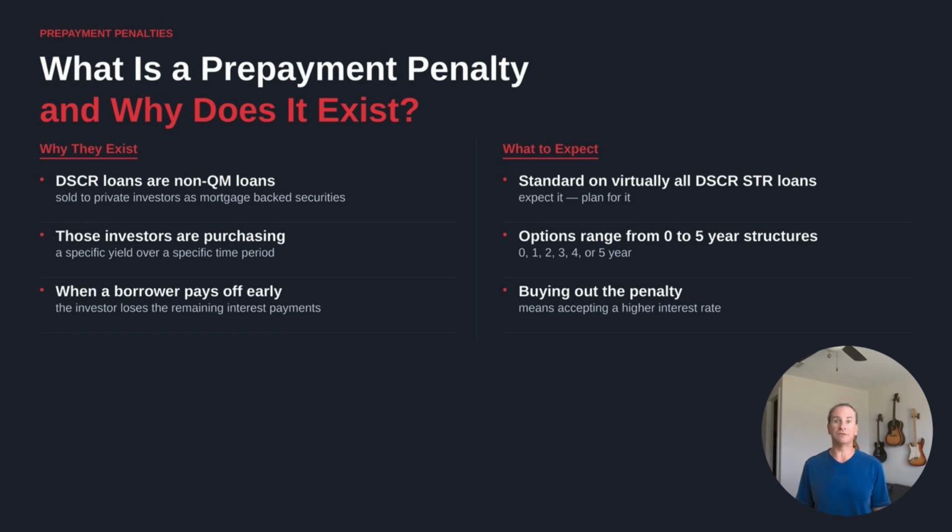So these are all options, especially if you don't think you're going to keep the property for any length of time, meaning within that prepayment penalty period, whether that's 2, 3, 4, or 5 years. So keep that in mind also.